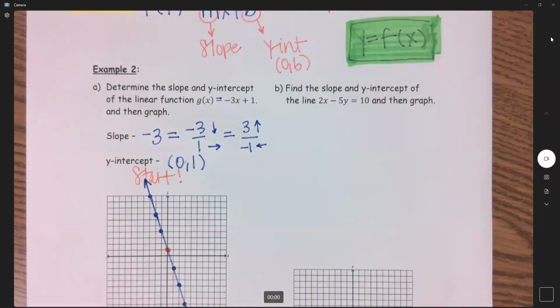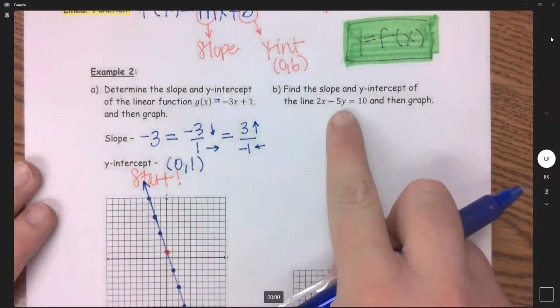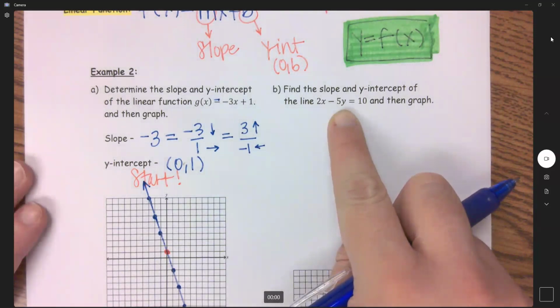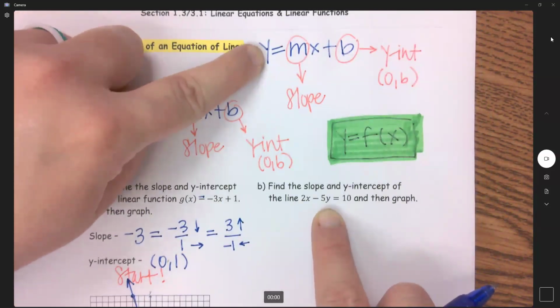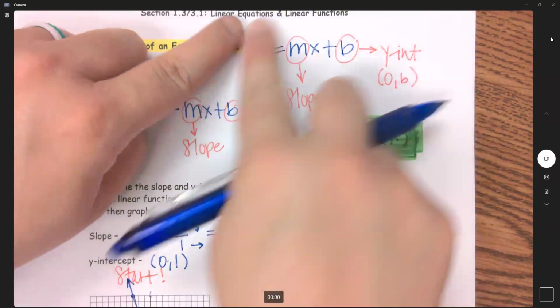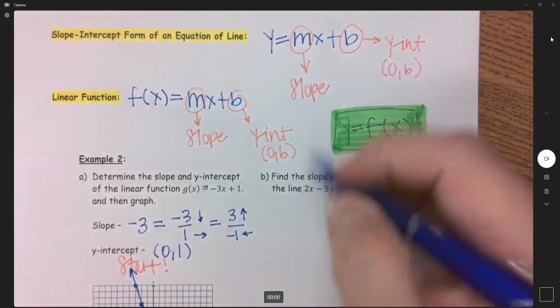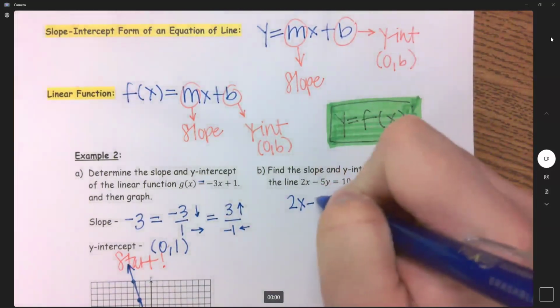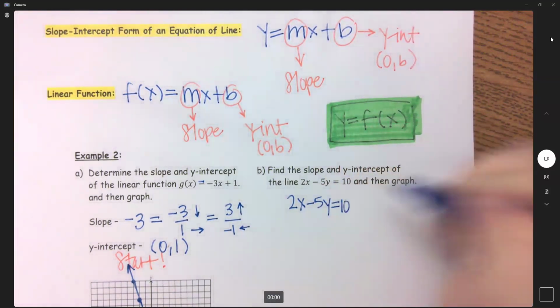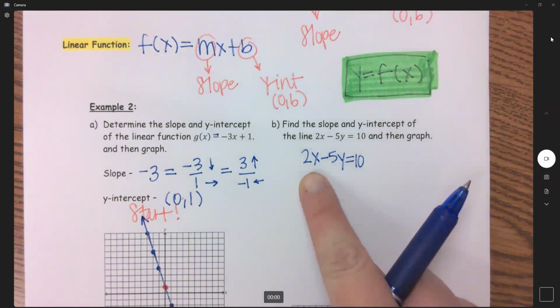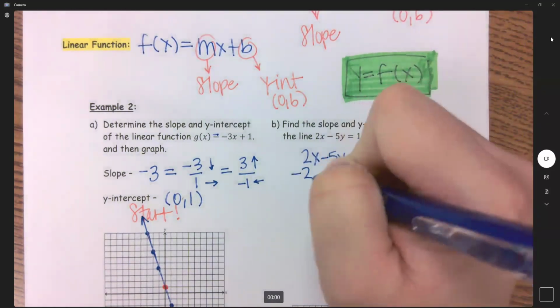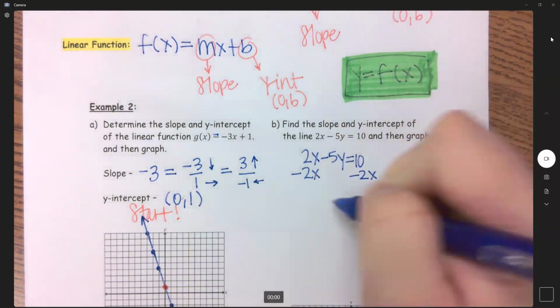Example 2 says find the slope and the y-intercept of the line and then graph. So same instructions really, but what's the problem with this equation right here? Hopefully you noticed that it is not in this form. So we need to put it into this form here, which means I need to solve this for y. So I'm just going to rewrite this down here. Okay, so let's get y by itself. So first we need to move this 2x over. The opposite of a positive 2x is a negative 2x.